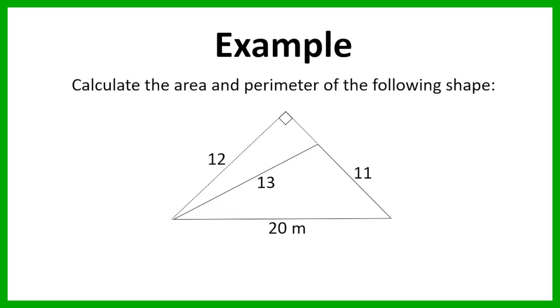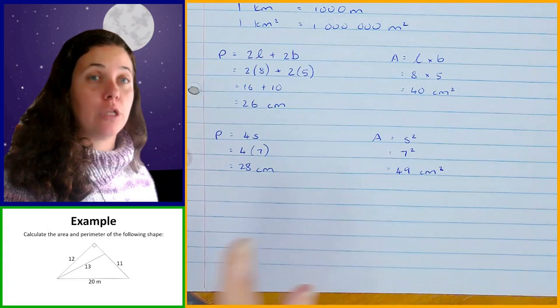Here you've got a triangle. Now with this triangle, you've been given a number of different values that you need to know to be able to help you to work out the area and perimeter of this triangle. Now you need to be careful what you use where. Okay, so the first one we're going to do is the perimeter, and that's nice and easy. You just need to be careful that you're using the correct values.